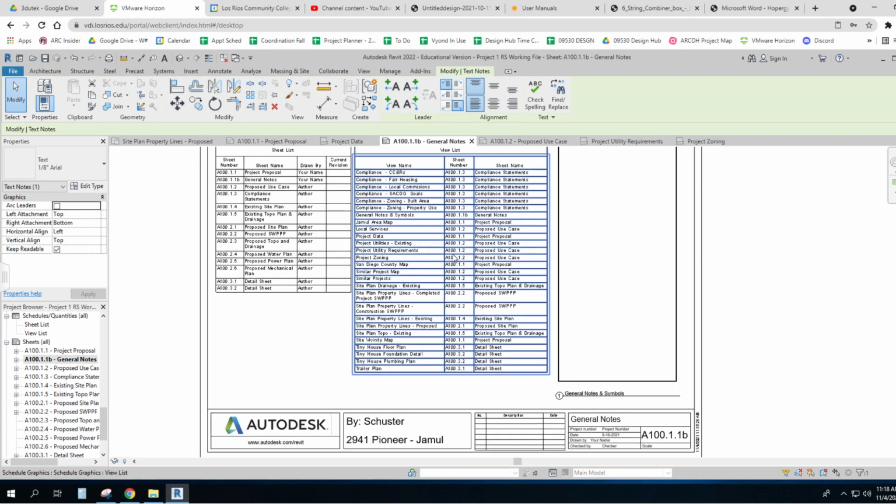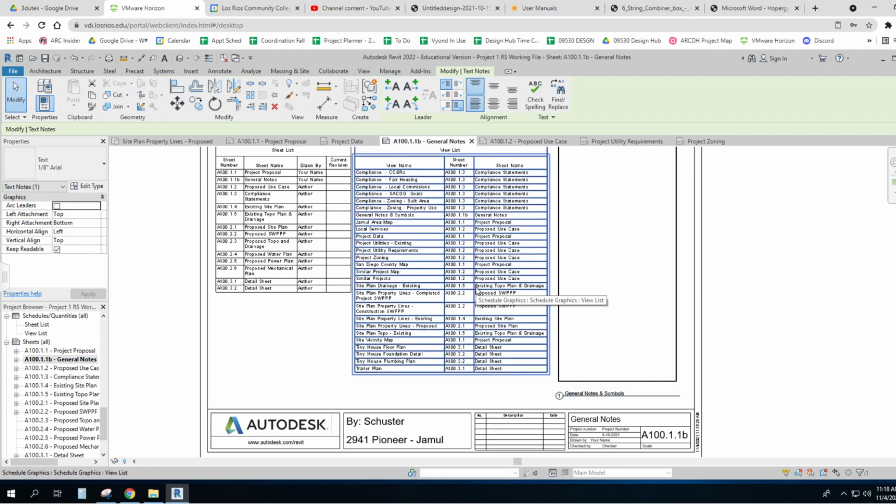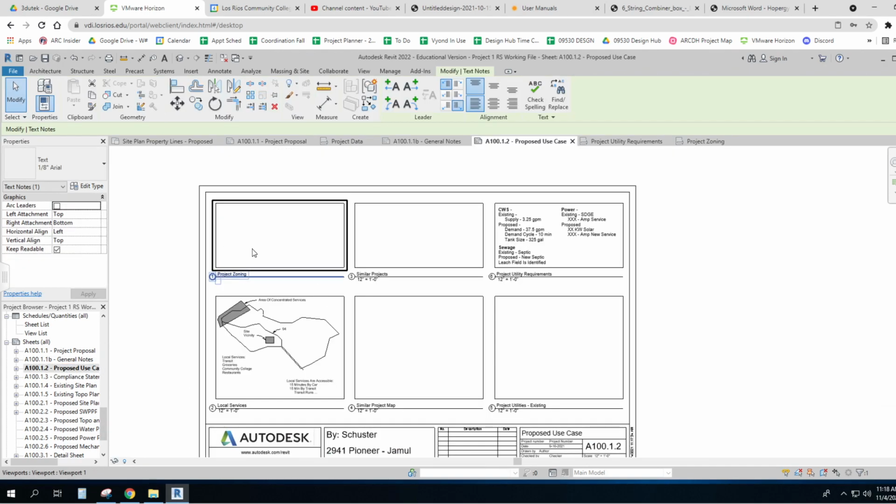General notes just show up as you go. Well, not general notes, but your view list and your sheet list just show up. Proposed use case, project zoning. Your zoning is listed in the discussion board. Leah posted it. The local services are also posted in there.